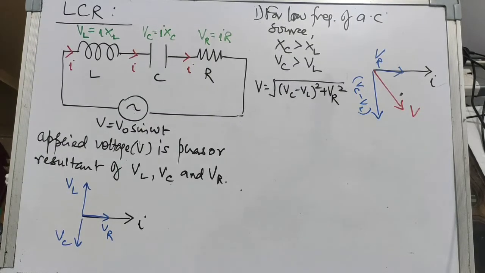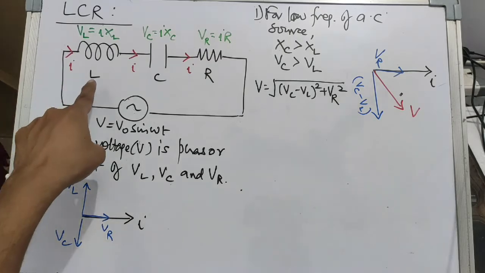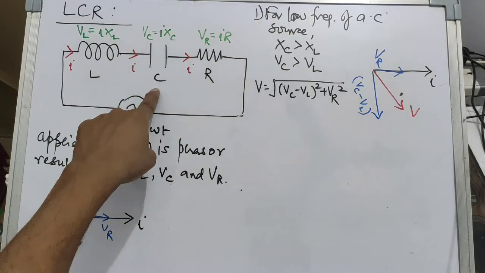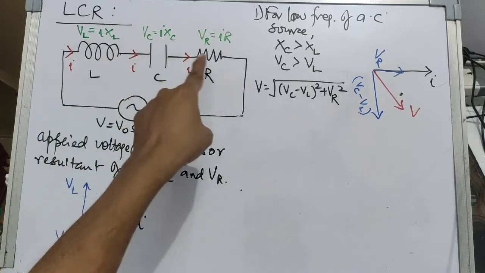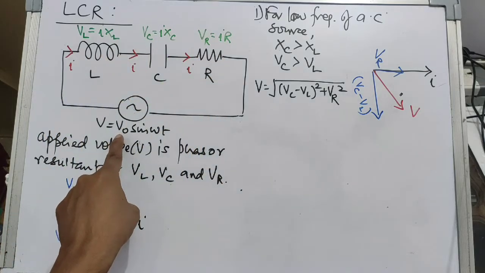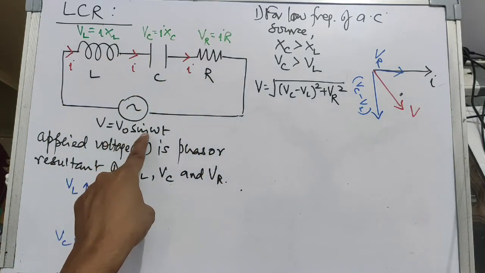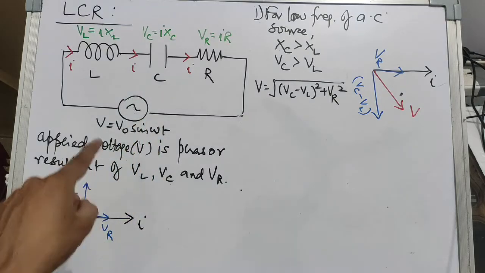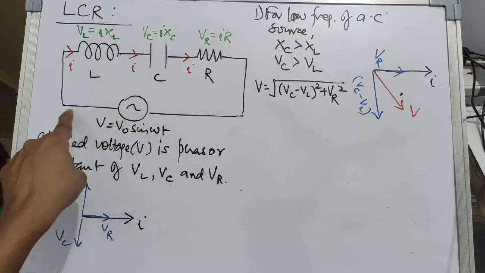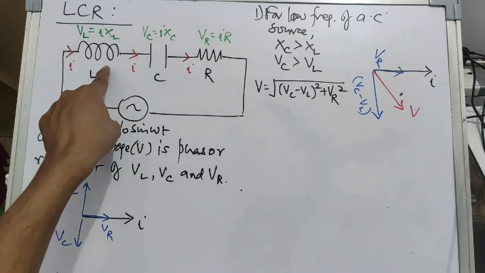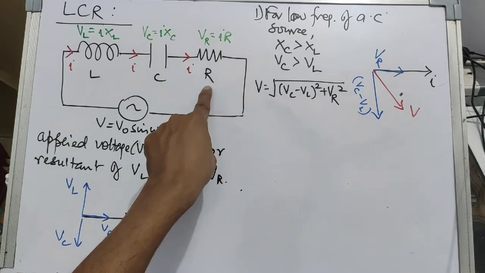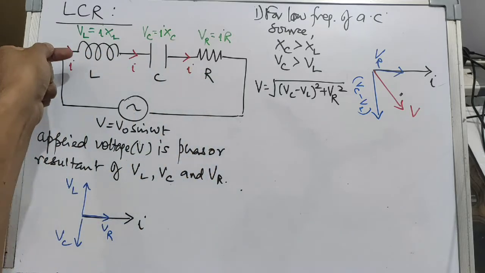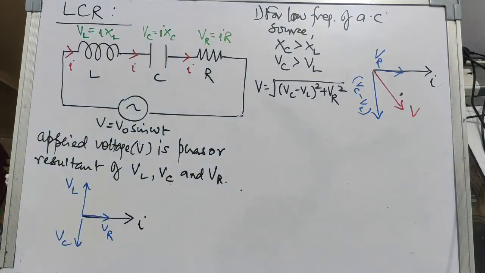Okay, let's start with the LCR circuit. An inductor, capacitor, and resistor are connected in series to an AC voltage source given by V equal to V naught sine omega t. This source will provide a current I as these three elements are connected in series. So, the current through all of them will be same.